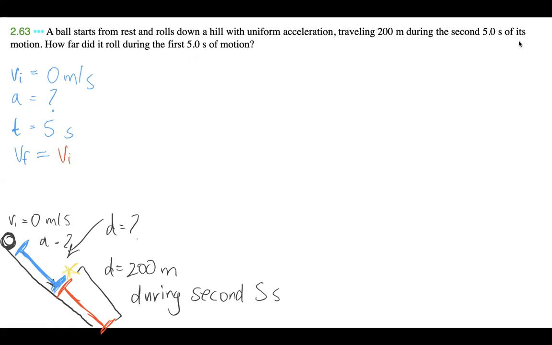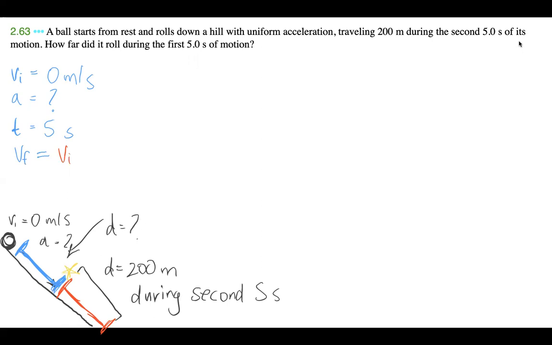So we have Vi, Vf, t, and a. All right, that looks good to me. That's what we know so far.